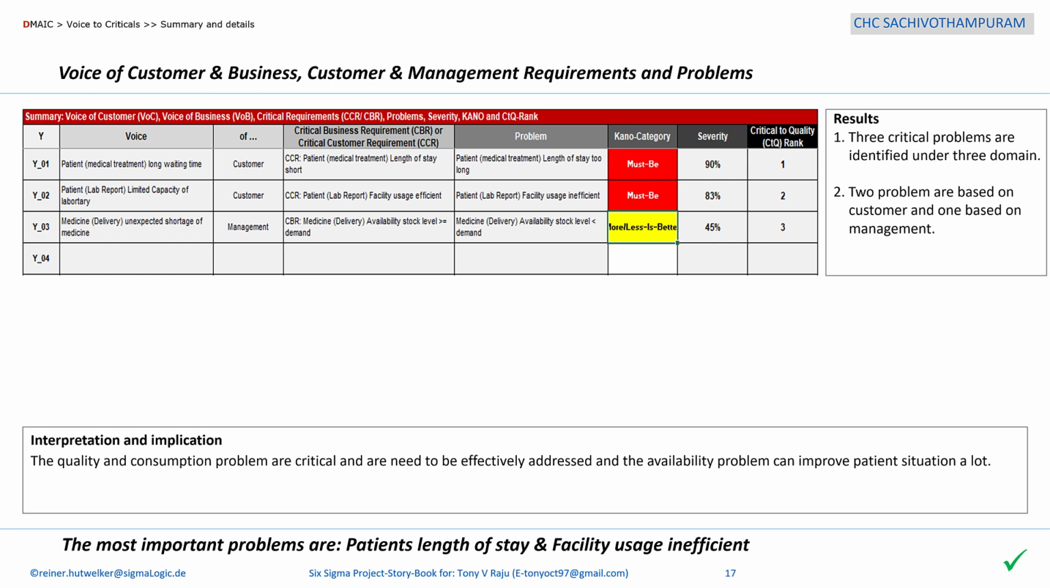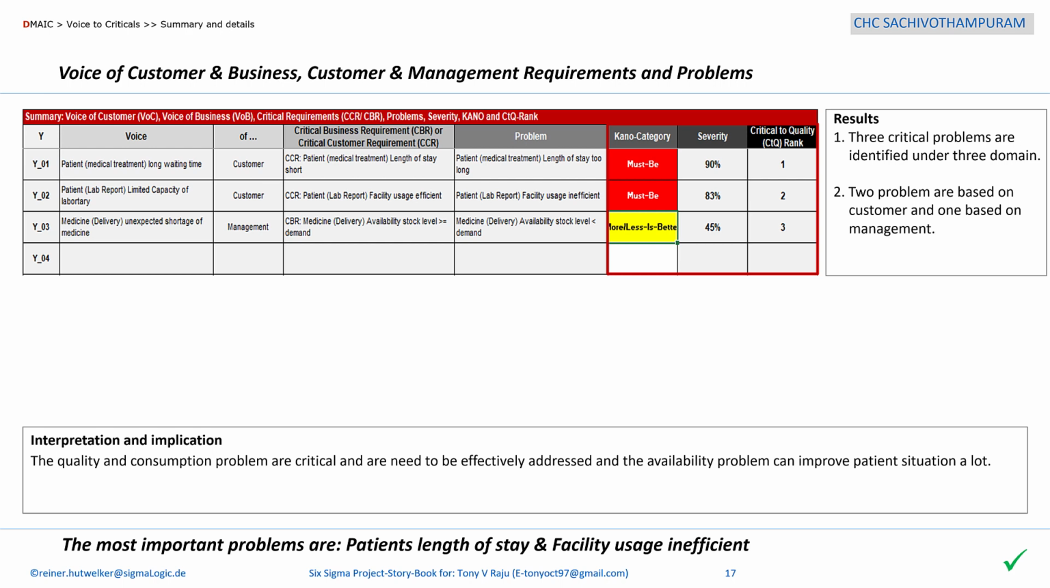Customers in management are now being surveyed on the relevant outputs to obtain the voice of customer or voice of business. The critical requirements are extracted from their answers and the problems are derived and classified as quality, time-respective quantity or consumption problems. The severity of the problems results from the assigned category of the Kano model and the extent to which the requirements are met.